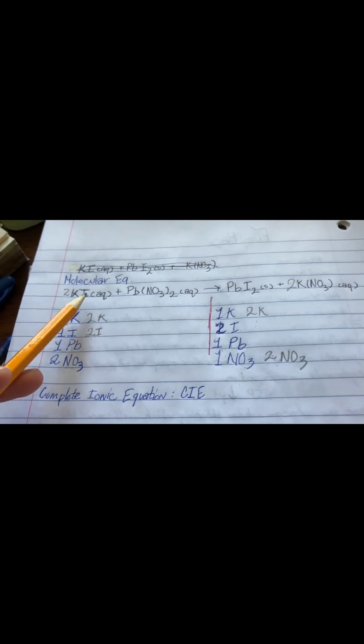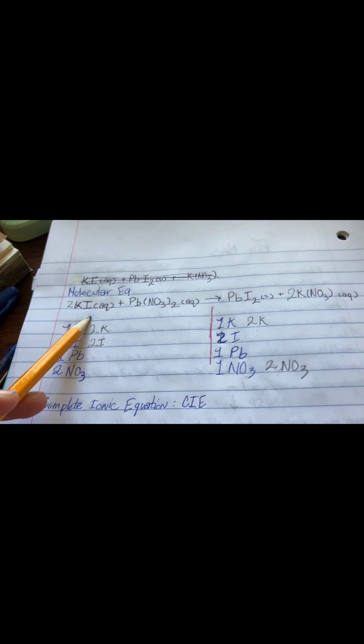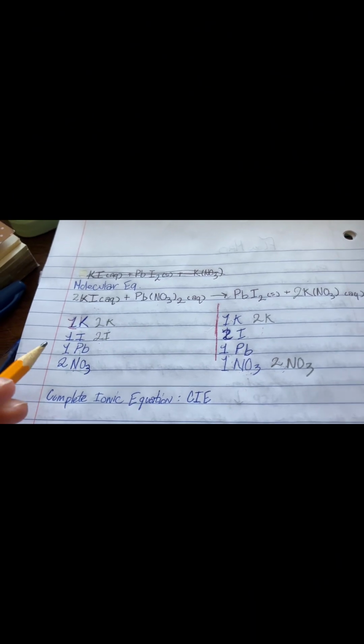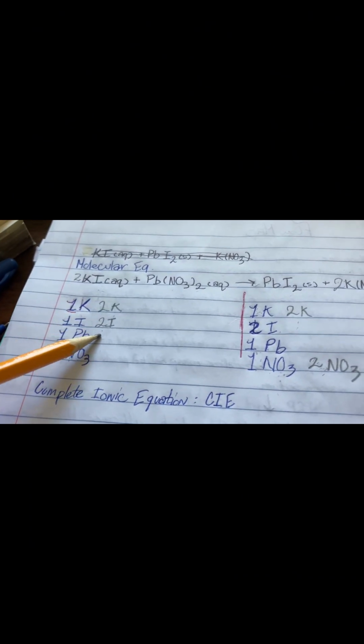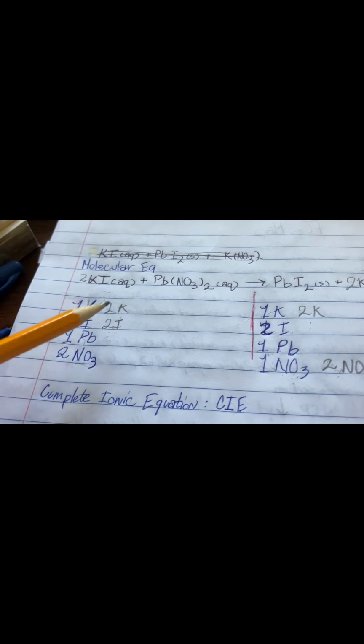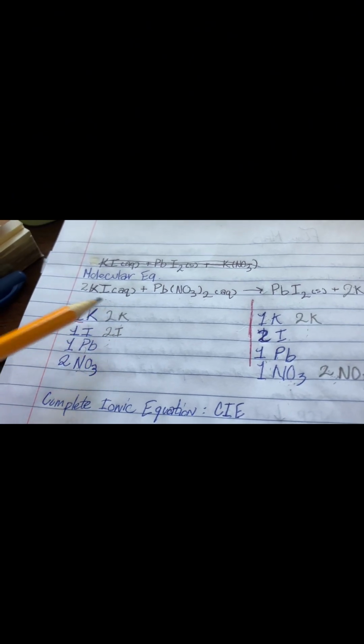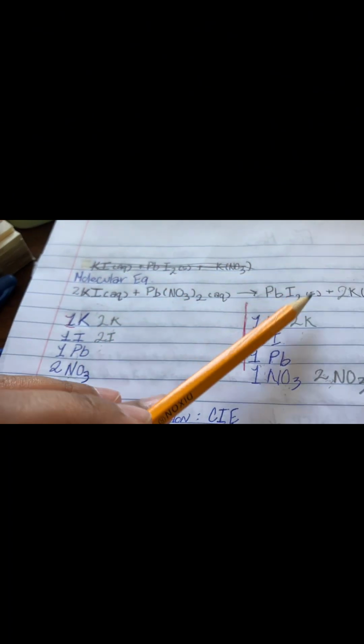Now, for the complete ionic equation, also abbreviated as CIE, we have to split all the aqueous compounds into ions. And to do that, it is much easier now that we have written out how many atoms are in each side, and we make sure that it's balanced. It's easier to write the complete ionic equation.